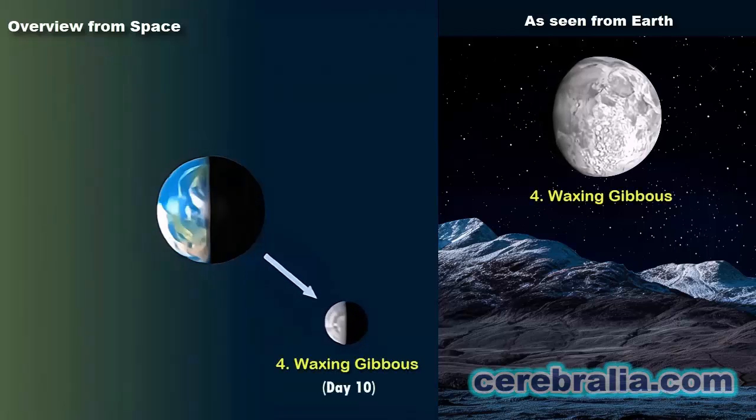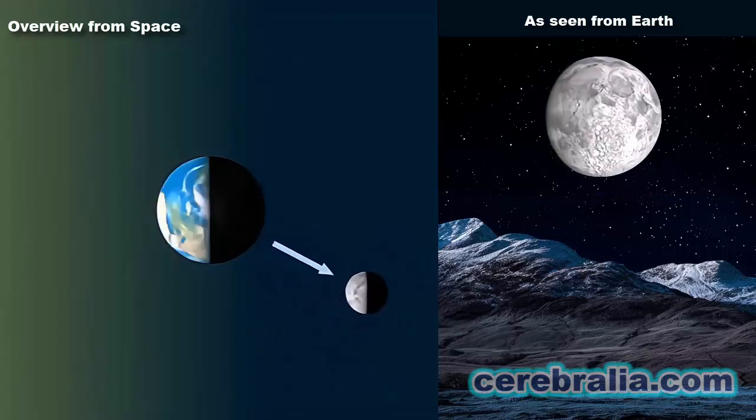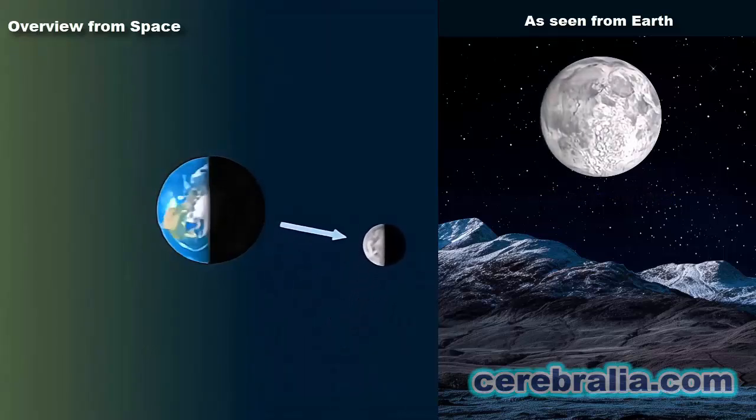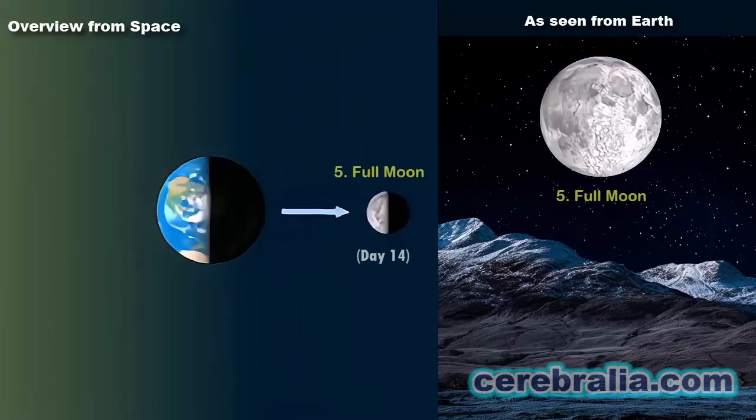The next phase, at about day 10, we can see roughly 3/4 of the Moon. This is called the waxing gibbous phase. About 2 weeks after new moon, the Moon is now on the opposite side of the Earth to the Sun. The Moon's illuminated side is facing the Earth. That's why we can see the Moon completely illuminated during full moons.